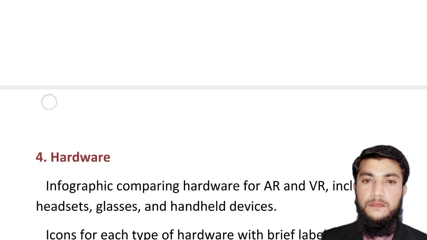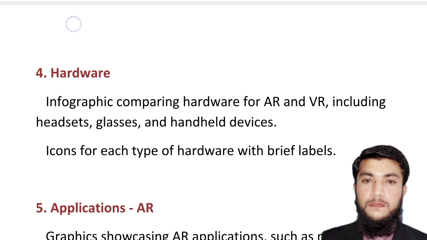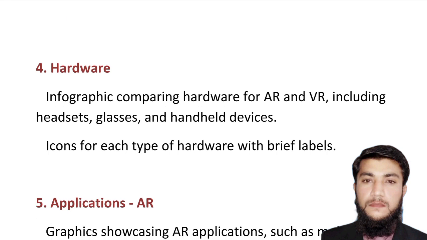Let's see the next part of this video. Number 4, hardware. Infographic comparing hardware for AR and VR, including headsets, glasses, and handheld devices. Icons for each type of hardware with brief labels.